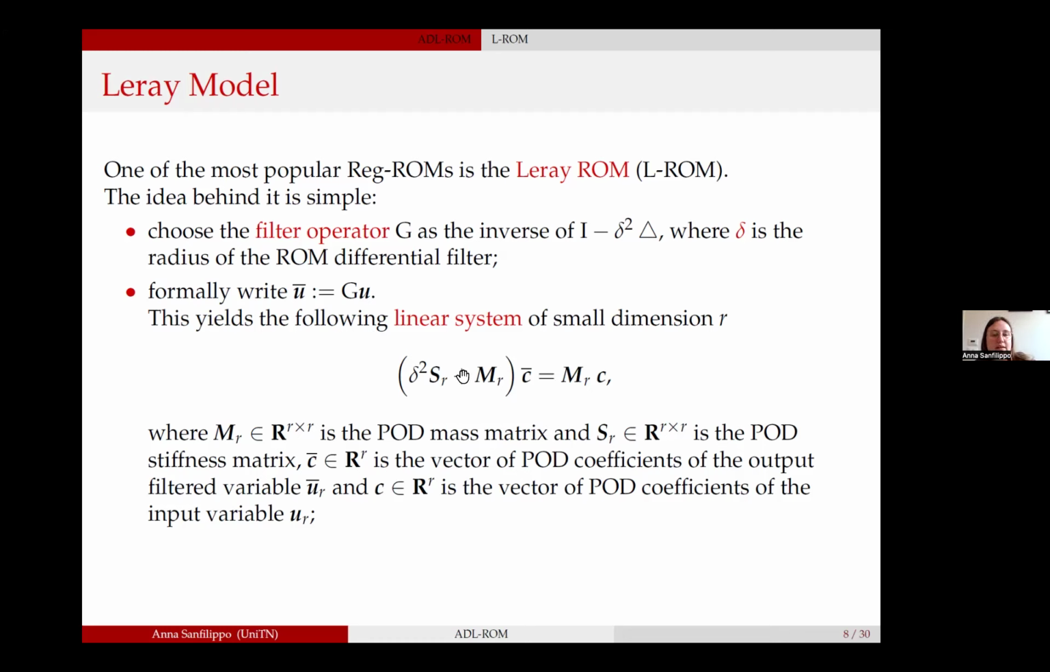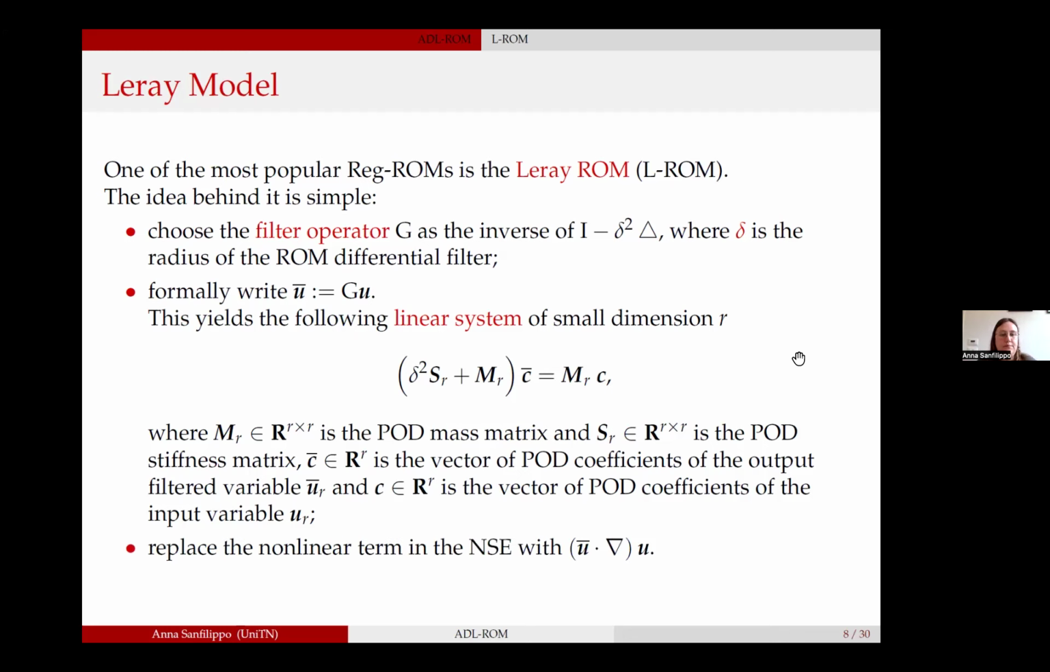And here we have, again, the mass matrix and the stiffness matrix that are computed and stored during the offline stage, and they are the same as G-ROM. And in this case, since the problem we want to solve is to find U bar, the vector of the POD time-dependent coefficients C is related to the reduced velocity, and this is the input variable. Instead, the output variable is the filtered velocity, and its coefficients are the C bar coefficients that are always time-dependent.